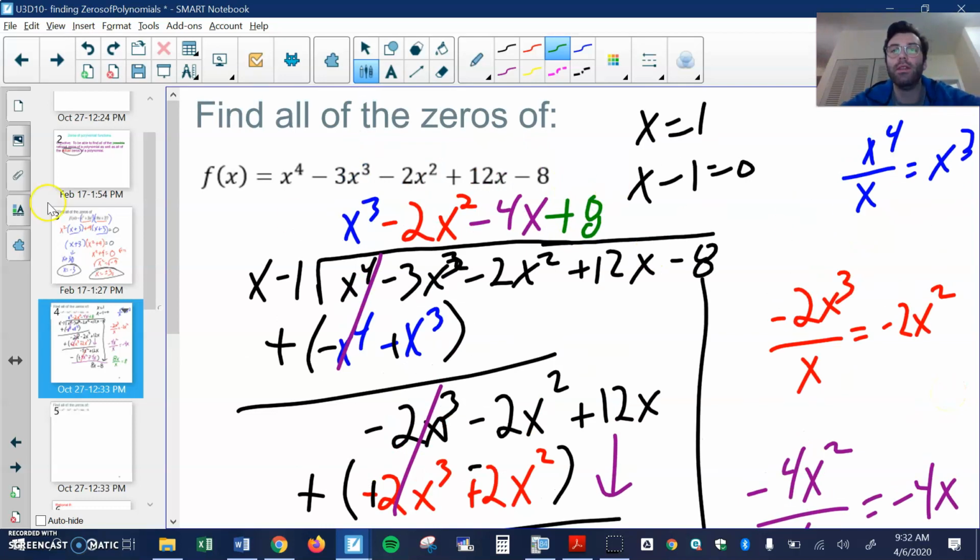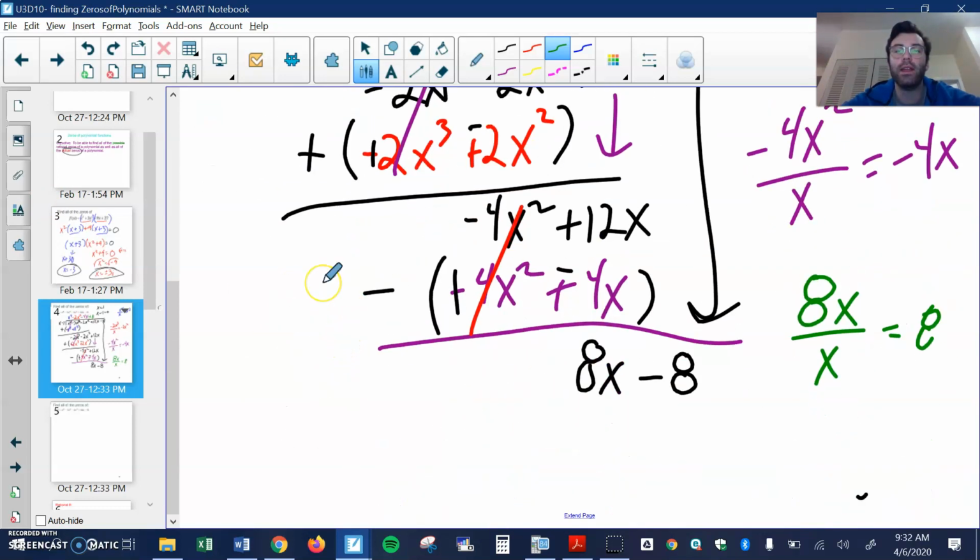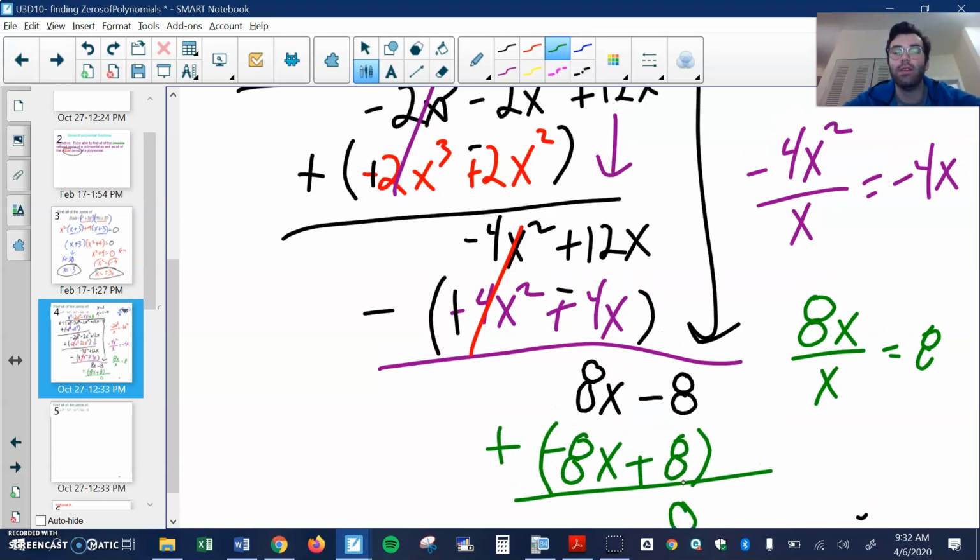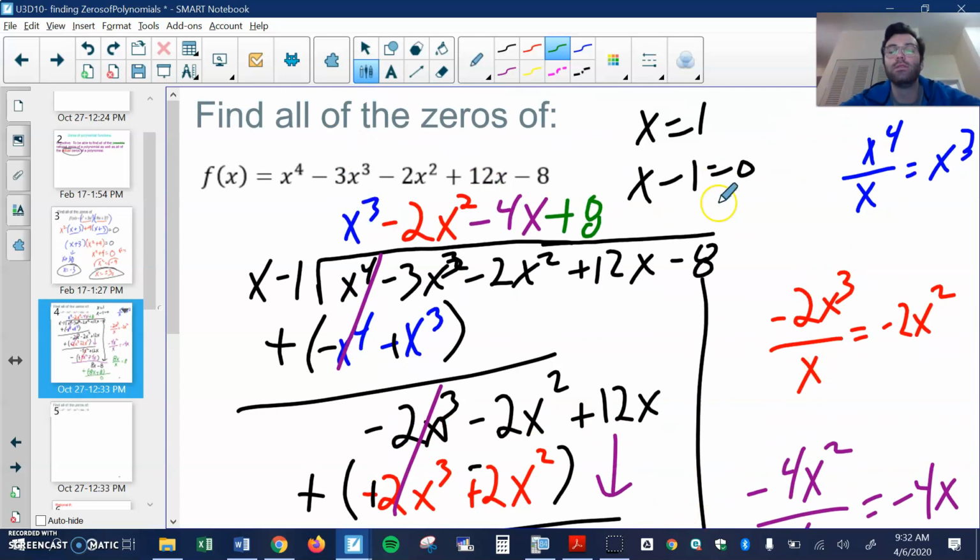All right, multiply the 8 to everything. So I get 8x minus 8. Uh-oh. This is a good thing. All right, this is what you want. You want to have a 0 down here. So now that you know that it's factored, I know that x equals 1 is a 0.